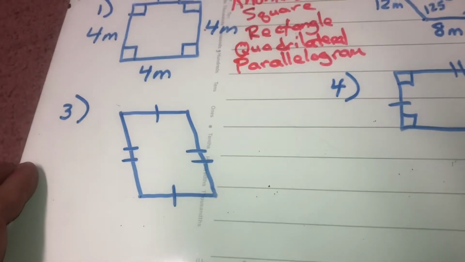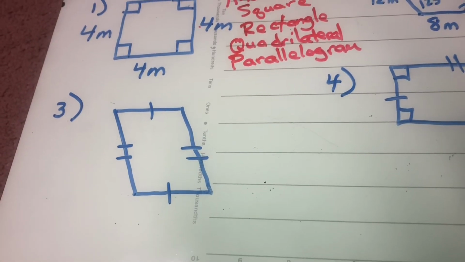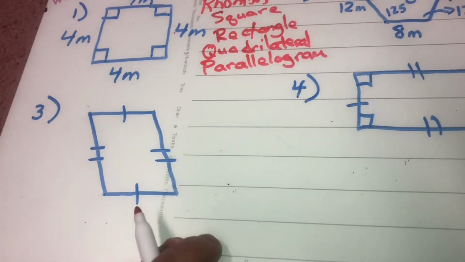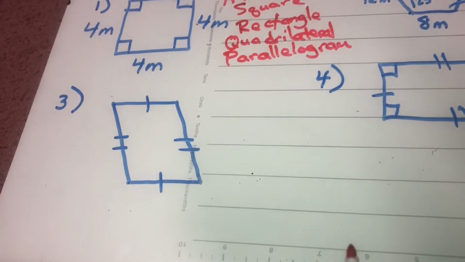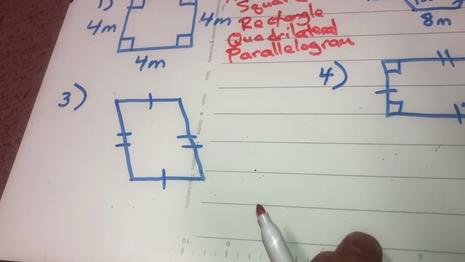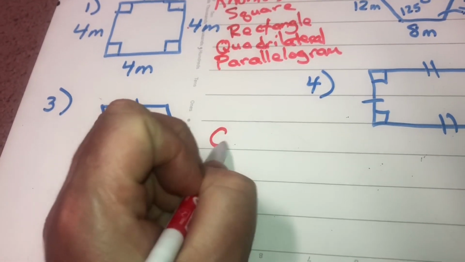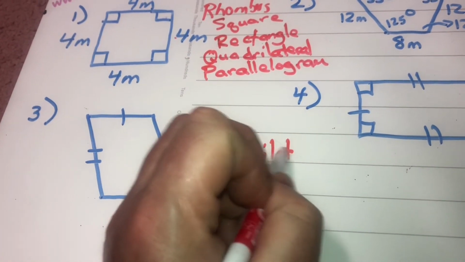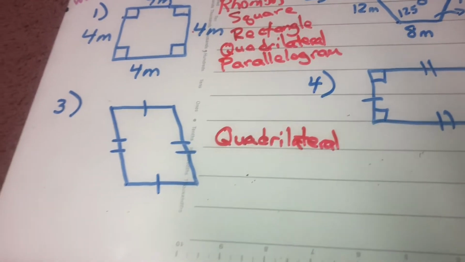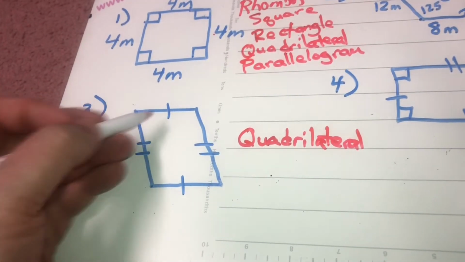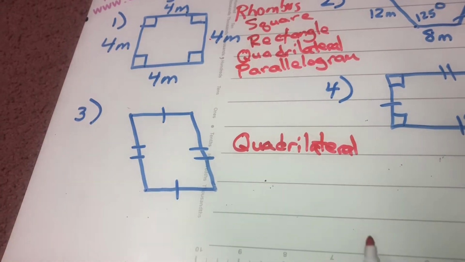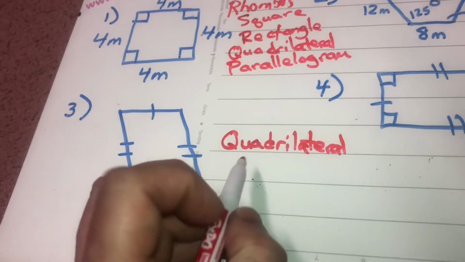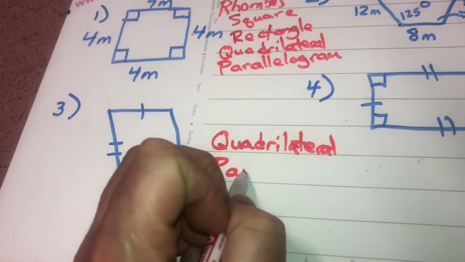What do we have here? When I'm looking at these, I'm saying, these are not perfect L's. It does not have the right angle indicator. So this is not a square. This is not a rectangle. It has four sides, so it most definitely can be classified as a quadrilateral. The bottom and the top are parallel. The left and the right are parallel. So it has two sets of parallel sides. That makes it a parallelogram.